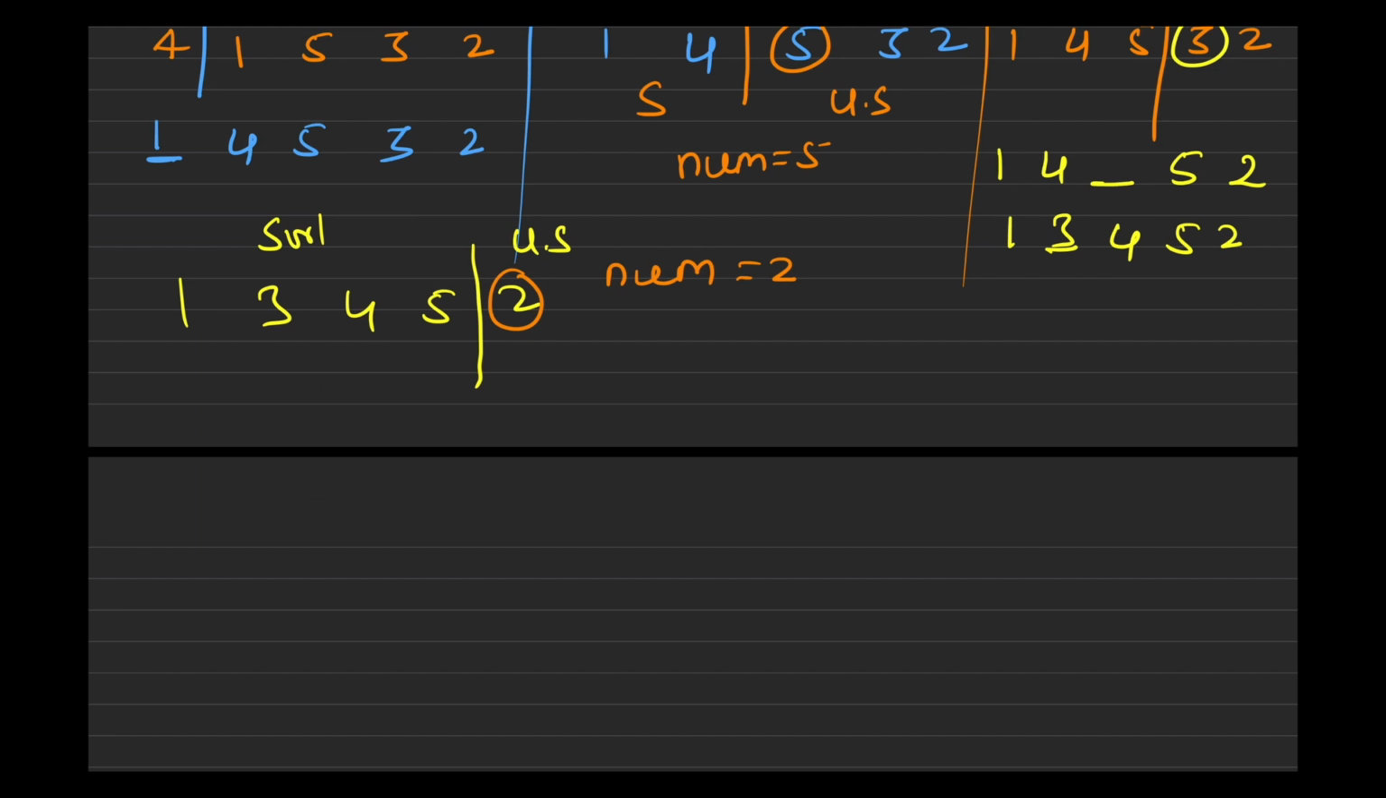So I found 5, so I will move to the right side. So it becomes 1, 3, 4, empty space, 5. Now can I put my 2 directly over here? No, because I still have a greater element to the left of 2. So I will simply move to the right side. So empty space, 4 and 5.